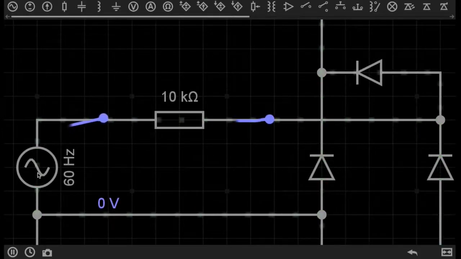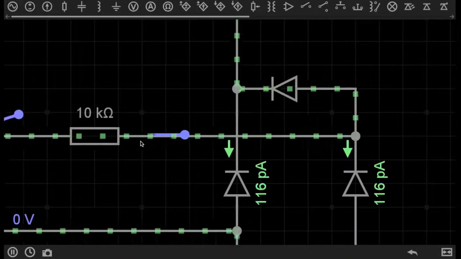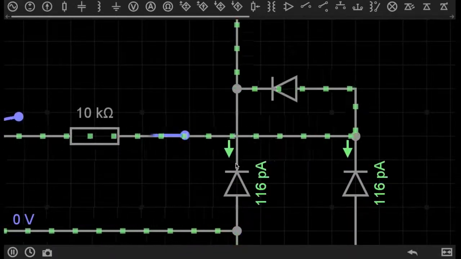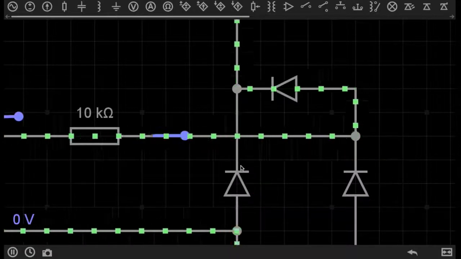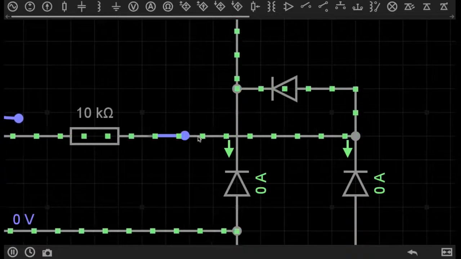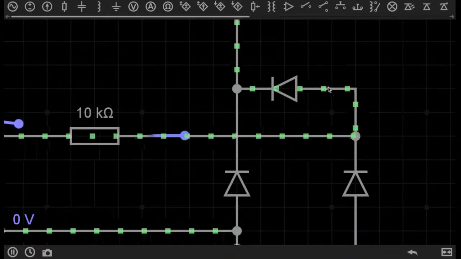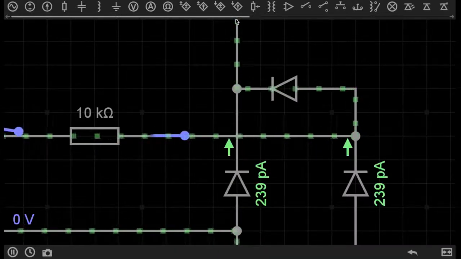So here we go, the electrons will start moving this way, and it won't pass through this diode because this diode is in the direction which will not allow current to flow. So instead, the current now flows through here and through this diode, pushing all of the electrons up here.